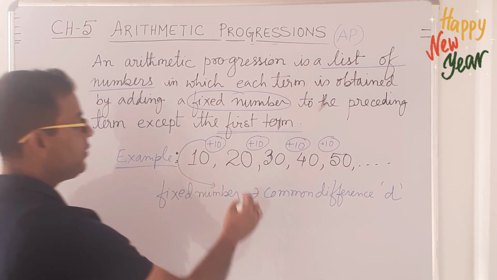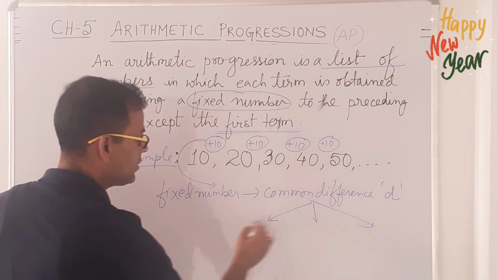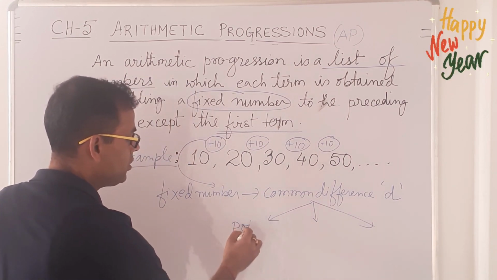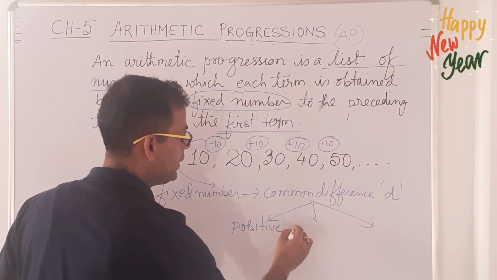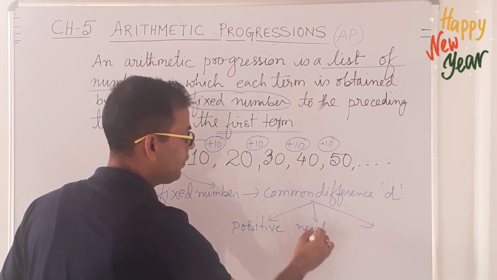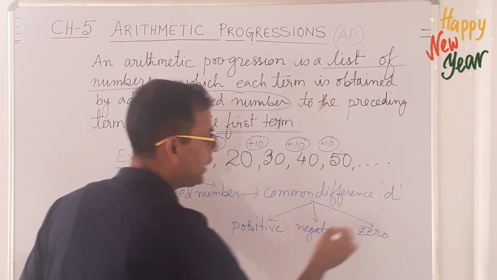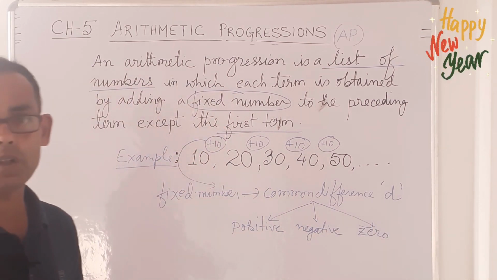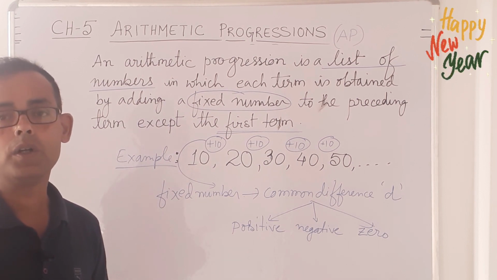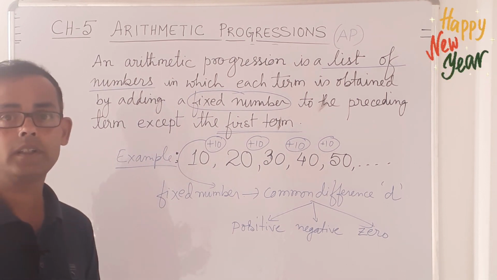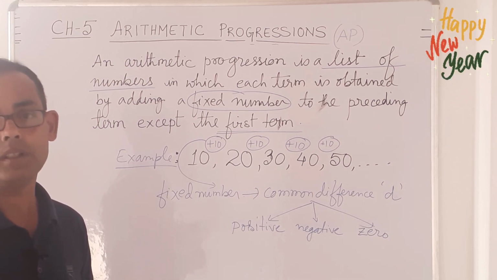And this common difference can be three things. It can be positive also, it can be negative also, it can be zero also. Clear? And this common difference can be a fraction also, a decimal number also.